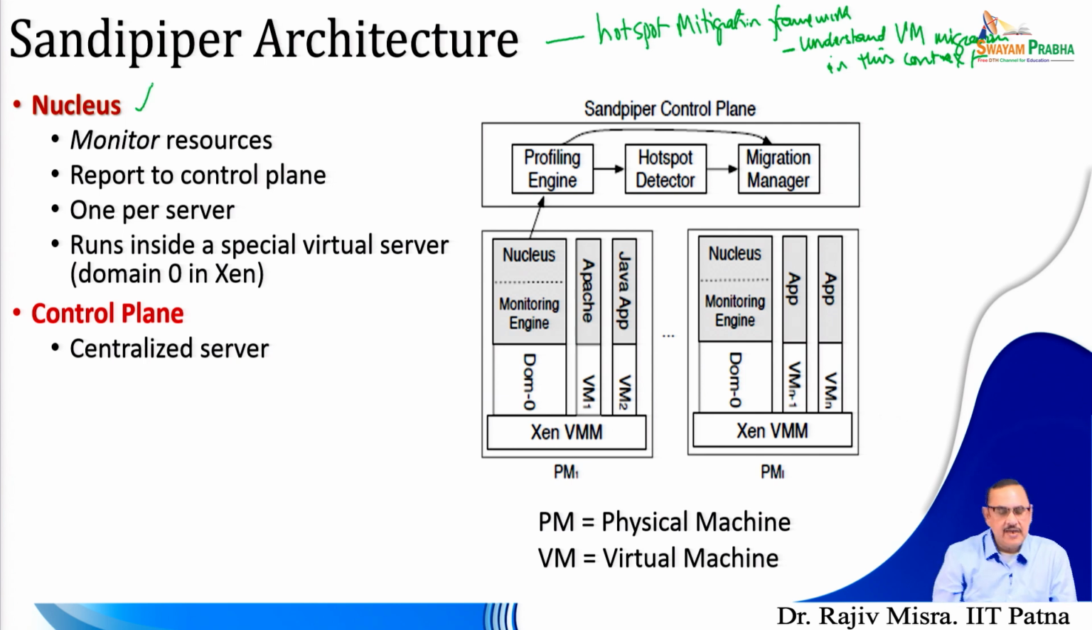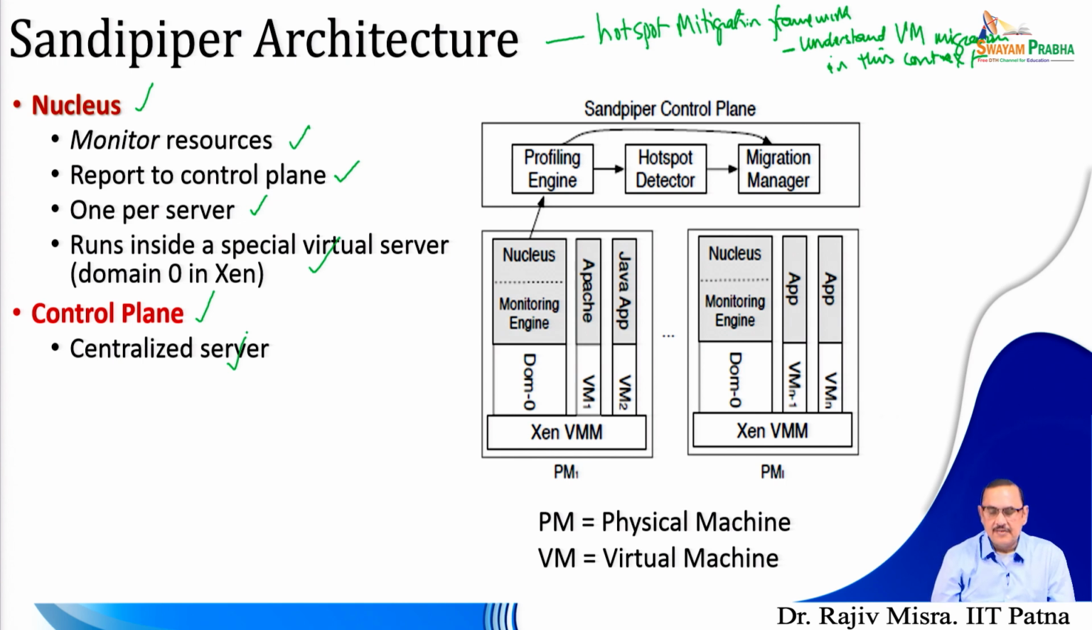It will have a nucleus, and the nucleus will have the monitor resources, and these monitor resources report to the control plane, and this particular nucleus is one per server. It runs inside a special virtual server, that is domain 0, and it has a control plane that is called the centralized server. Let us trace through all these here in this example.